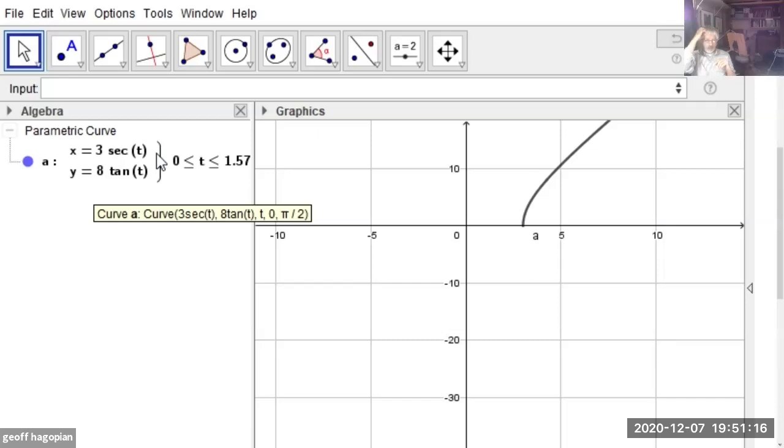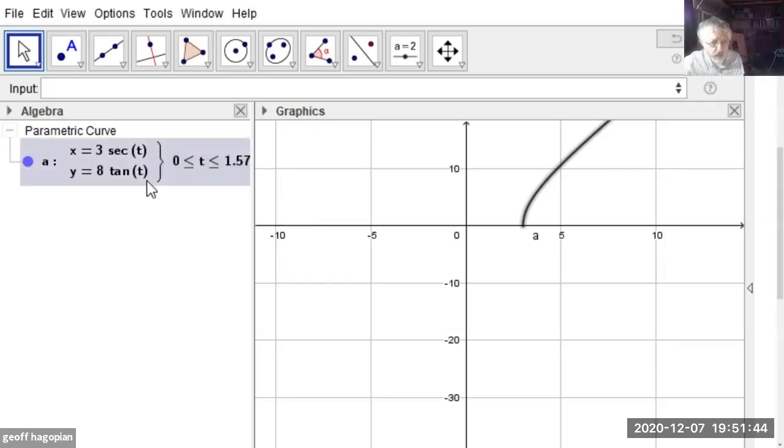And then as t increases, secant increases, right? Cosine decreases, but secant is the reciprocal of that decreasing quantity. So it's increasing. And tangent is also increasing. So both x and y increase, and they approach the line y equals 8/3, is it, asymptotically? And we could copy this over. Is that possible? Just do the Control C.